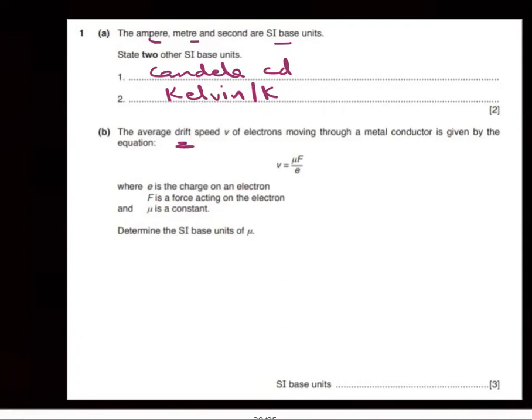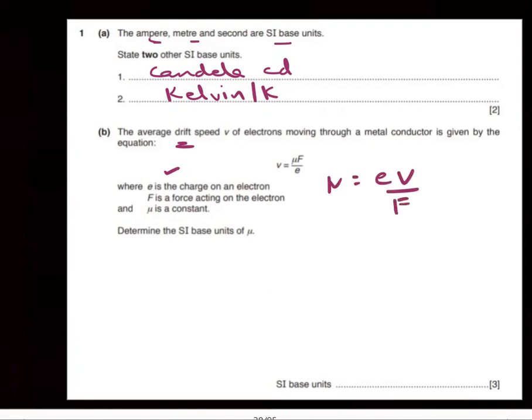Okay, so the next thing it says: the average drift speed V is given by mu into F over E, where E is the charge on the electron and F is the force, and we have to determine the units of mu. So first of all, we make mu the subject of the formula: E into V over F.